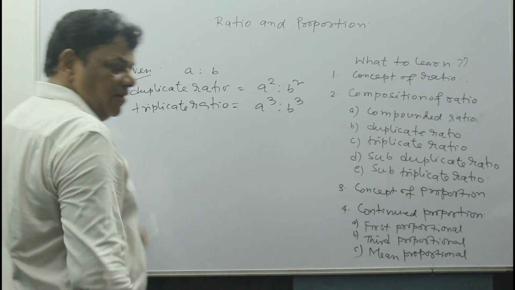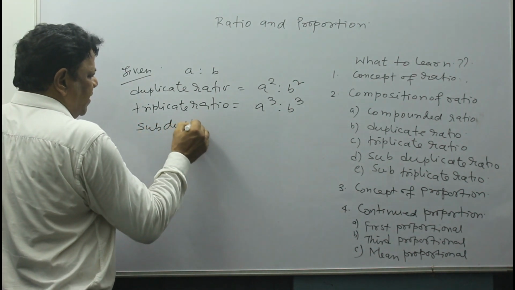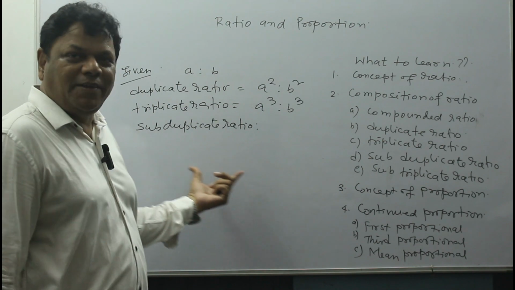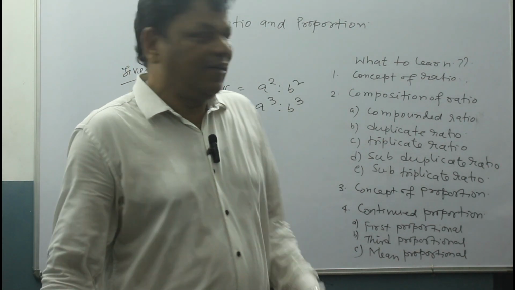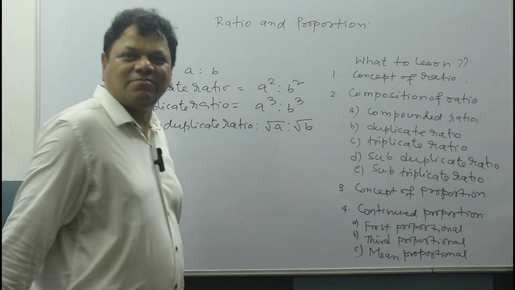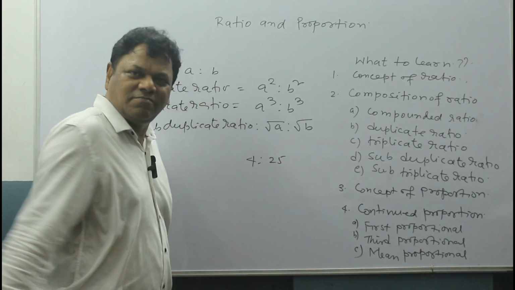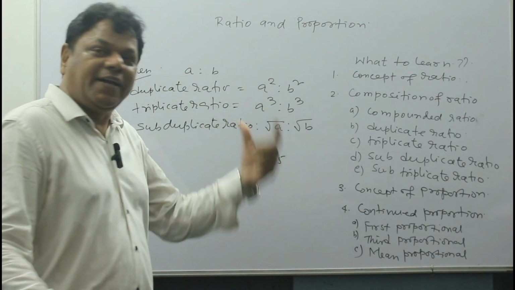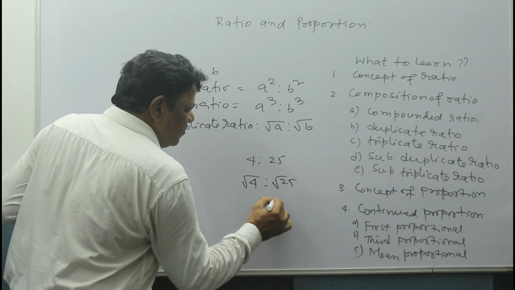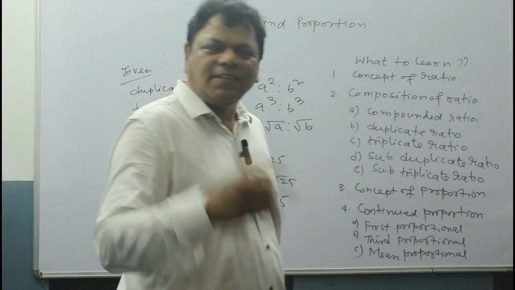Now we have to find what is subduplicate ratio. See, subduplicate means square root of the given ratio. A is to B is given, so square root of A is to square root of B. Let me give one example. 4 is to 25 is given. I told you to find the subduplicate ratio of this. What do I do? Root 4 is to root 25. What is coming? 2 is to 5. So this is the subduplicate ratio. Only square root you do, and we get the subduplicate ratio.